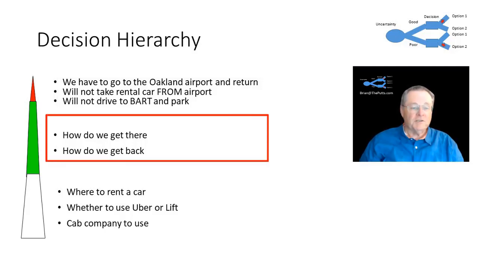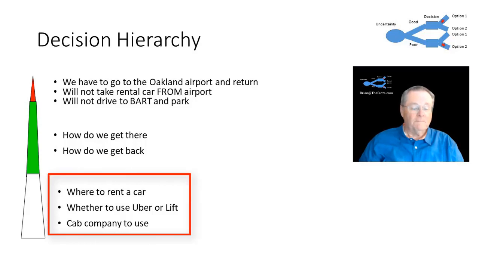The focus decisions we're going to have are how do we get to the airport, and then how do we get back from the airport? There are some tactical decisions that we'll decide later: where to rent a car, whether to use Uber or Lyft, and what cab company to use if we go with that option.